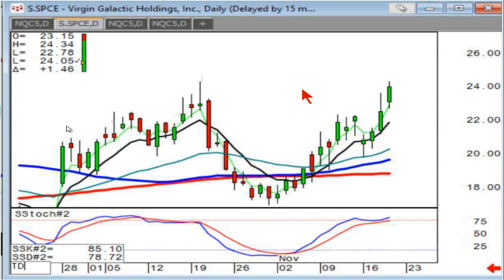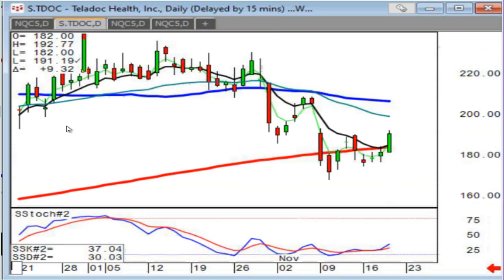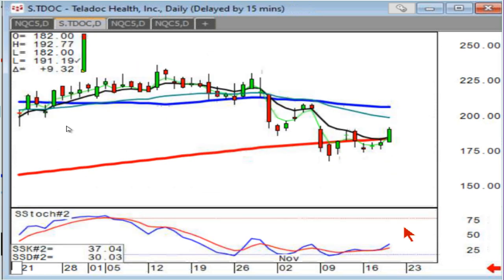TDOC has just never impressed me, recently anyways. It's just not a good-looking chart. Now, if you want to be buying it, buying it probably is going to fill the gap, which means your first target is the 50.